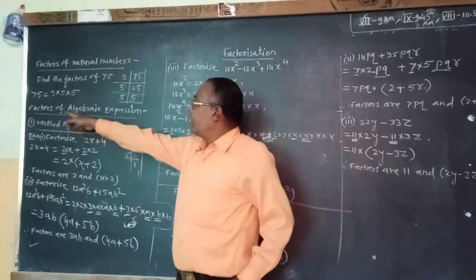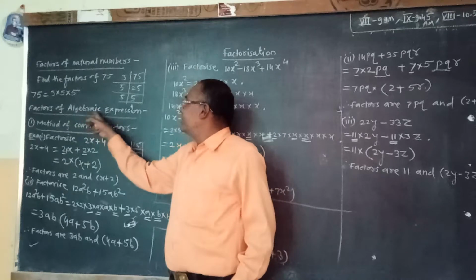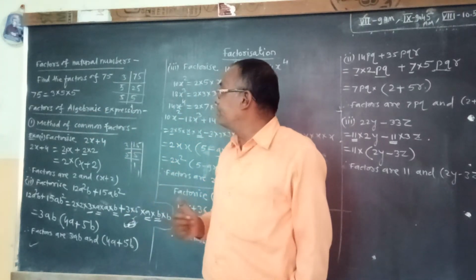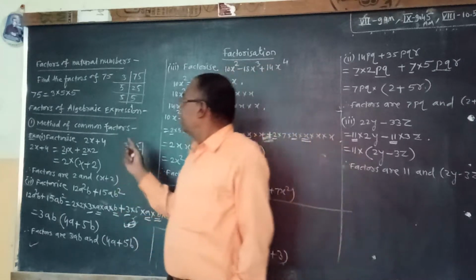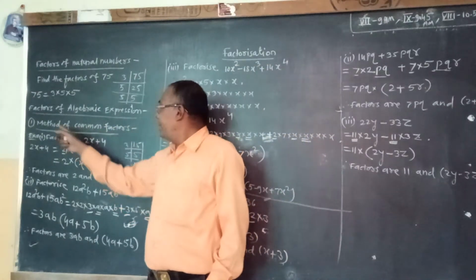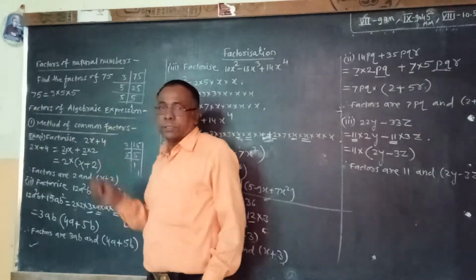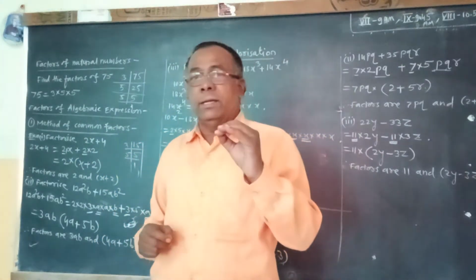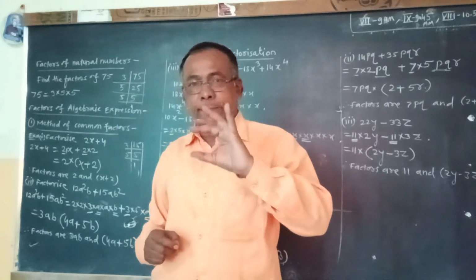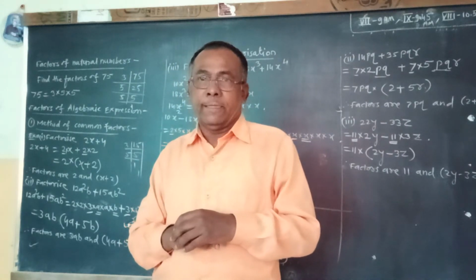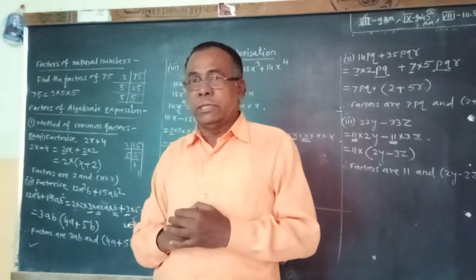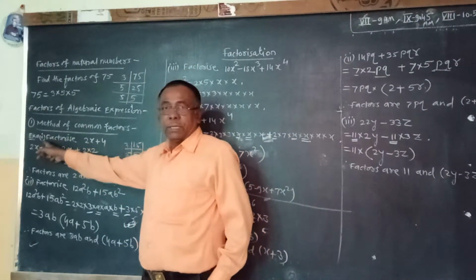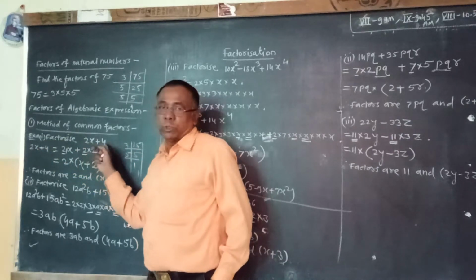Now, we have to see the factors of algebraic expression. Our first factorization method is the method of common factors. It means we have to find the common factors of the given algebraic expression. For example, the first example is: factorize 2x plus 4.